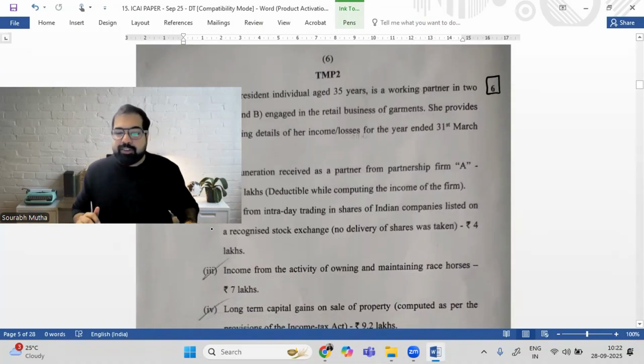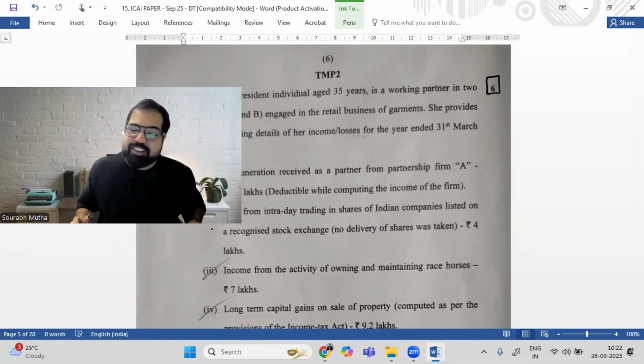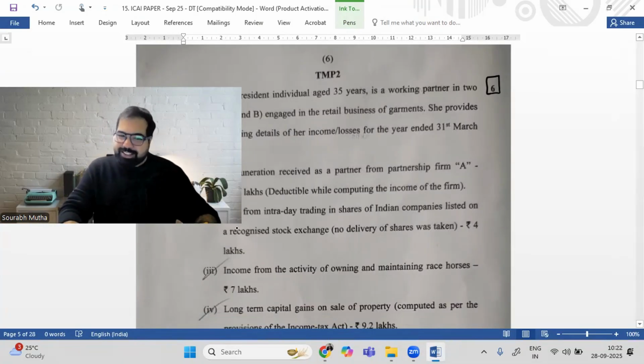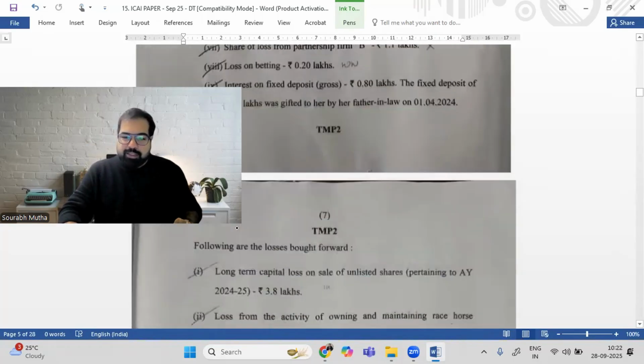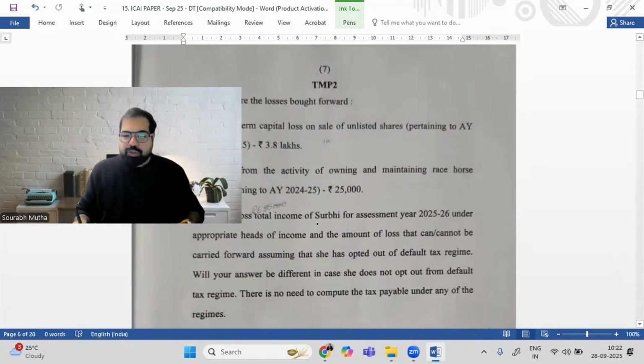Okay, set off, we'll get one sum. Residential status, we'll get one sum. These were some very probable questions in the exam. So it'll be a resident individual. I don't want to read the entire thing. I'm going to read the last line first. Compute the gross total income of Surbhi for the assessment year 2024-25 (that is the financial year 2024-25) under appropriate heads of income, and the amount of loss that can be carried forward. Great. That's a perfect question on set off.